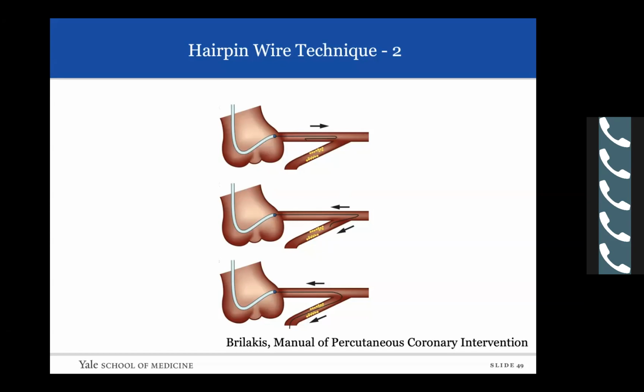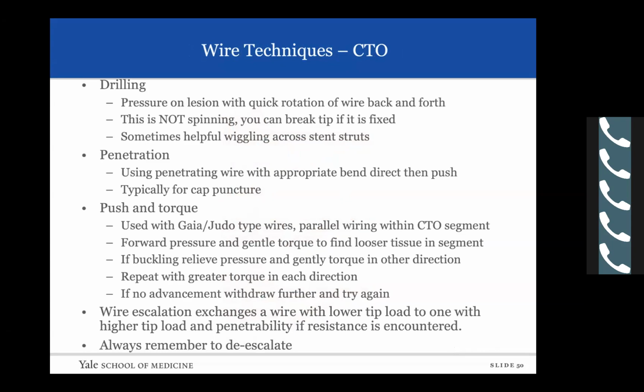Different wire techniques for CTO. We talk about drilling, which is a quick rotation back and forth of the wire. This is not drilling when you're turning the wire 10, 15, 20, 30 times in the same direction. The important thing to remember there is if your tip is fixed, you can break the coils and break the tip off of the wire. And then this kind of quick back and forth rotation sometimes is helpful to wiggle across stent struts when you're trying to cross.